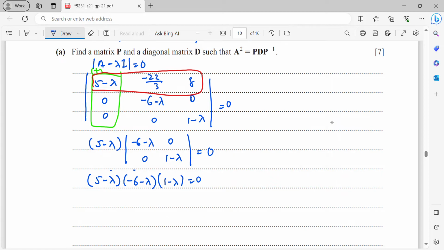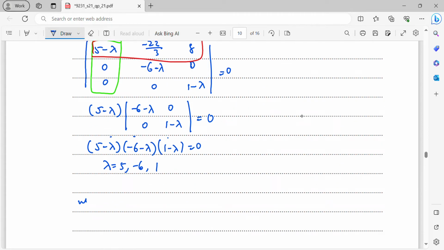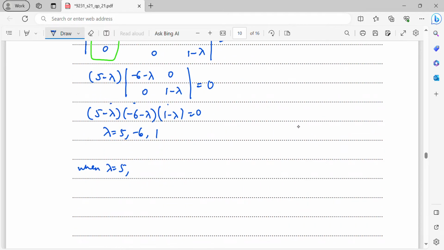Therefore, when you let all these brackets be 0, I will get lambda equals 5 from the first bracket. Second bracket is minus 6. Third bracket is 1. So I found 3 eigenvalues. Now, from the eigenvalues, we need to get eigenvectors. So when lambda equals 5, you can use solving simultaneous equations to find the eigenvectors, or you just use cross product. Here I will be using the solving of equations.